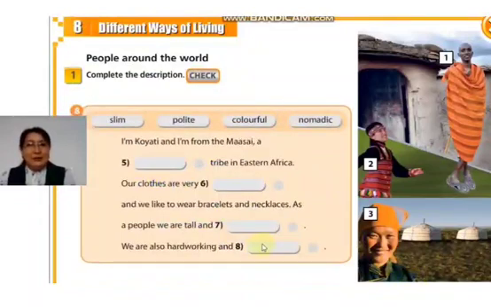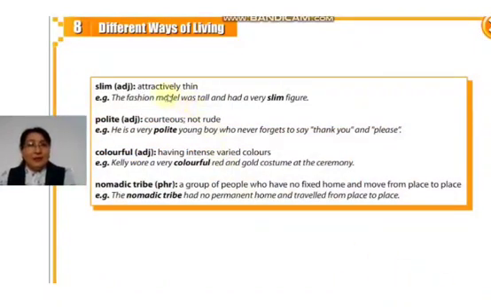The next part of this exercise: here we must complete the sentences with these words: slim, polite, colorful, and nomadic. Let's learn the meaning of these words. Slim, attractively thin. For example, the fashion model was tall and had a very slim figure. Polite, meaning courteous, not rude. For example, he is a very polite young boy who never forgets to say thank you and please.